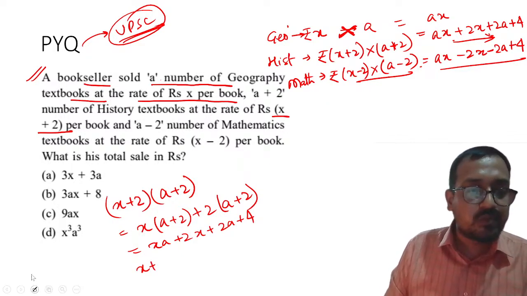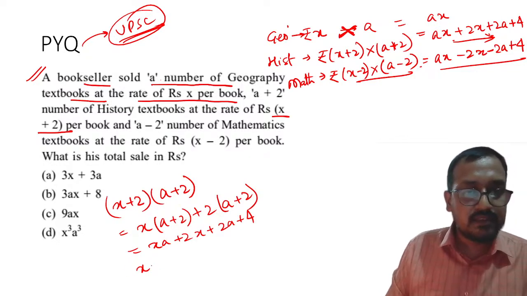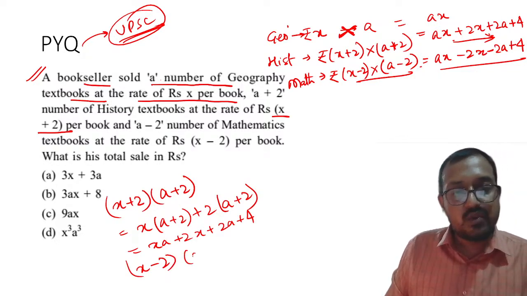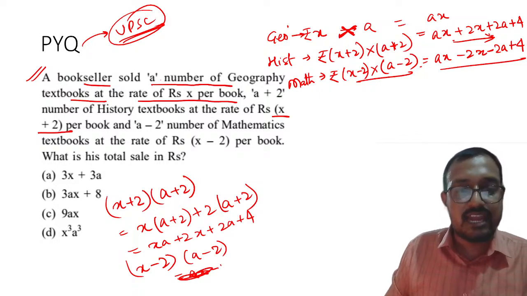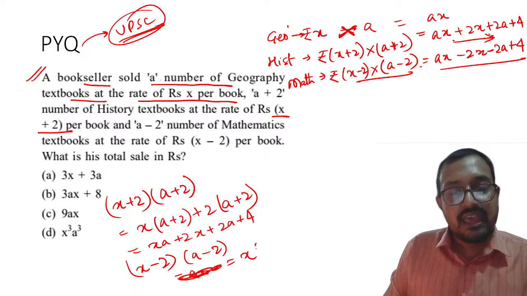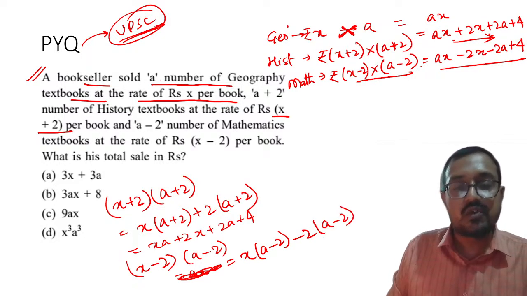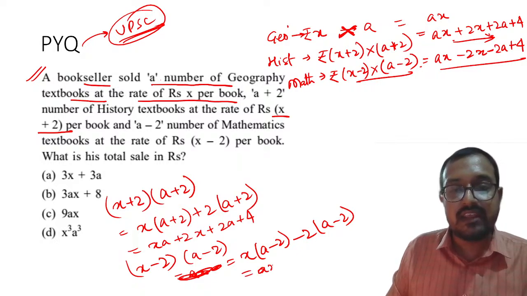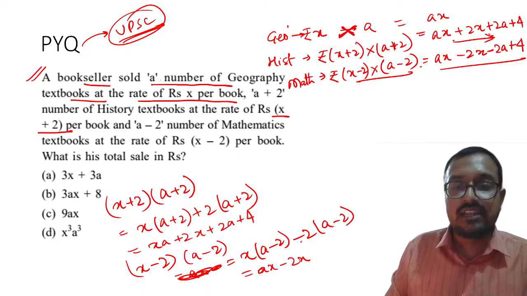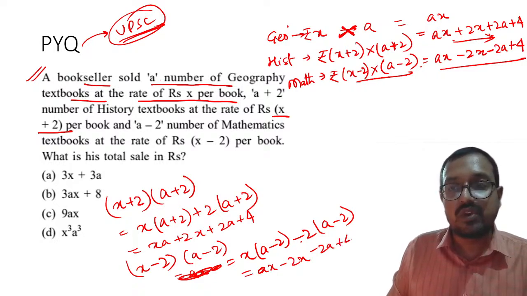x minus 2. Yes, x minus 2 into a minus 2. I should not write it like that because some of you might get confused. x into a minus 2, minus 2 into a minus 2. So that is how we are expanding it. ax minus 2x, then here also minus 2a plus 4, right?